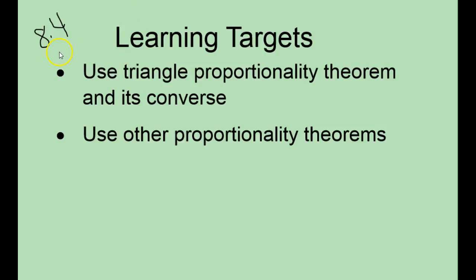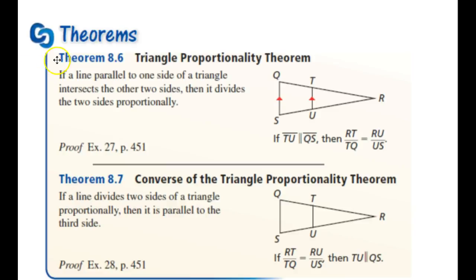Right, here we're looking at section 8.4, and our learning targets for the section are to use the triangle proportionality theorem and its converse, and then we're going to use some other proportionality theorems. We're still looking at similar triangles and different pieces of the triangles that we know. So here are these theorems that we're talking about.